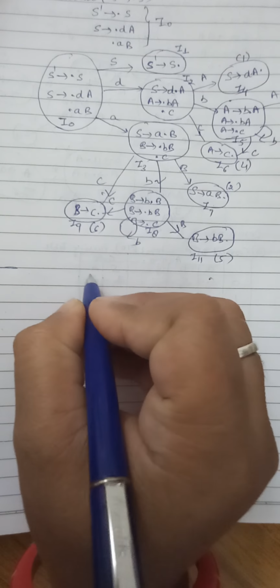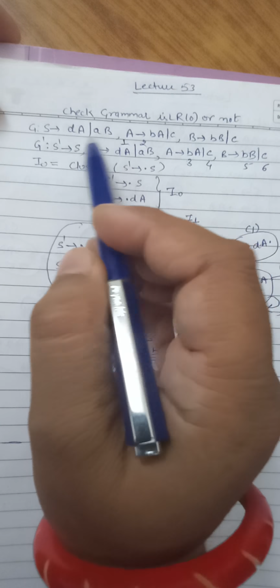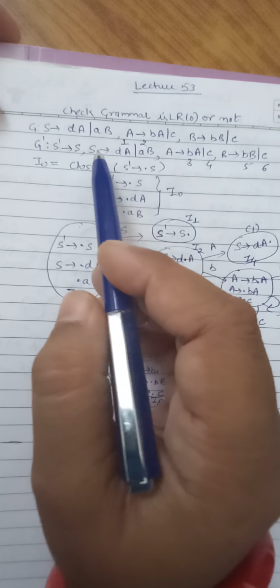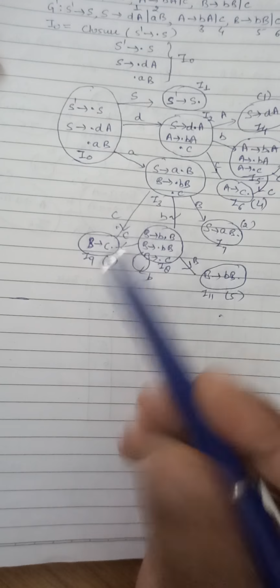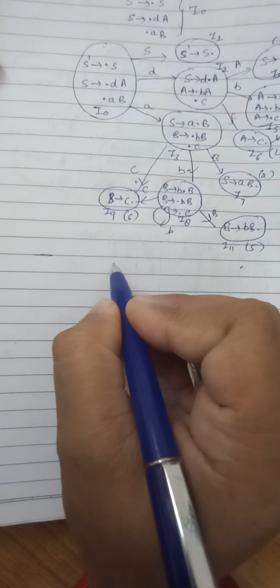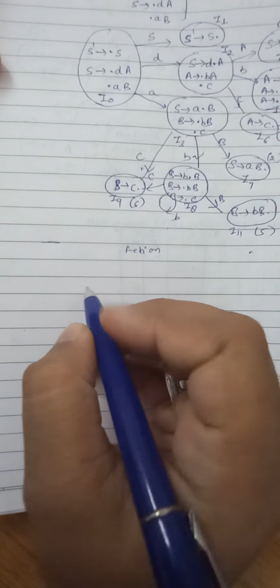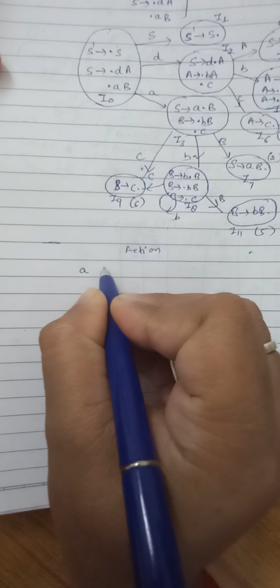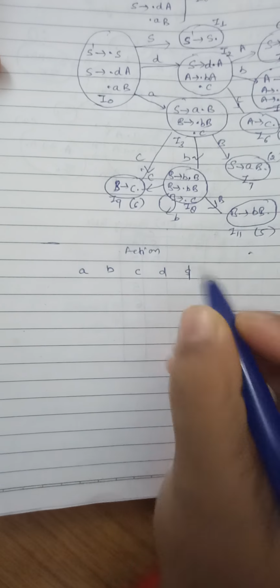Before that, we will write here the action, because how many terminals do we have? We have A, D, B, C, and the variables are S, A, and B. So like that we will make the action part, and in action we will write A, B, C, D, and dollar for acceptance.